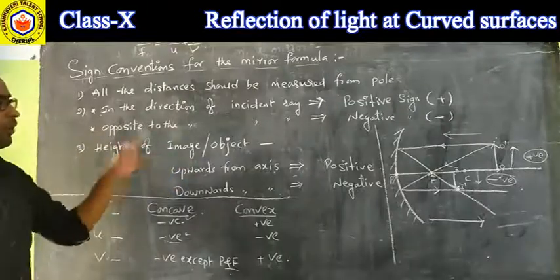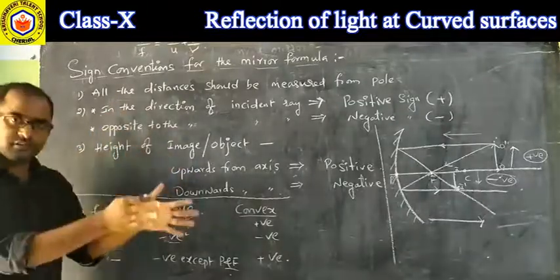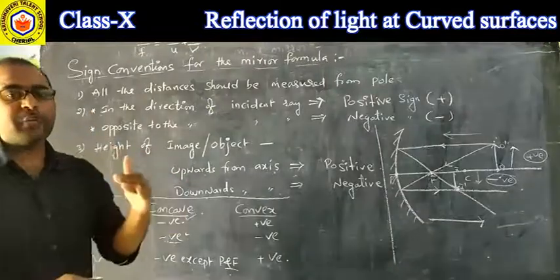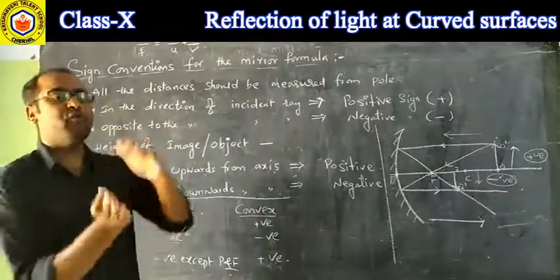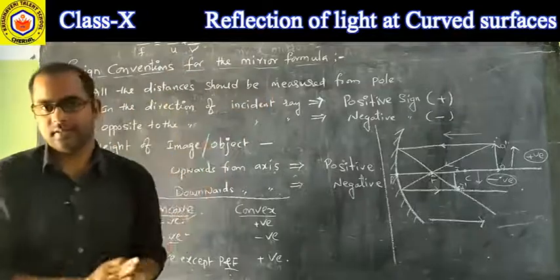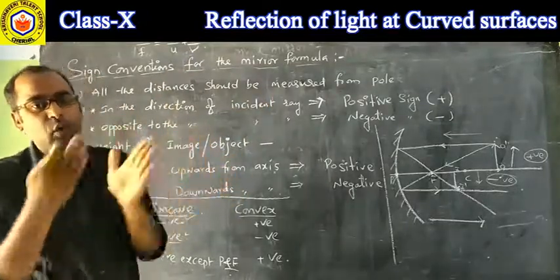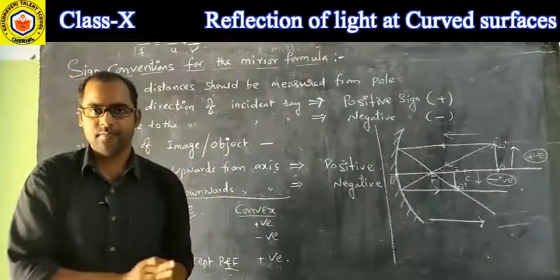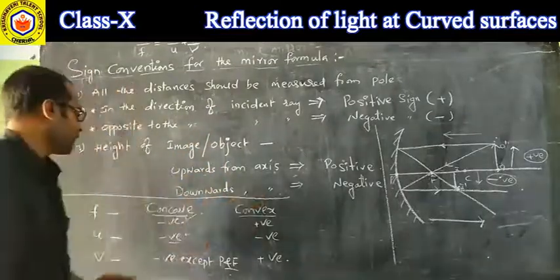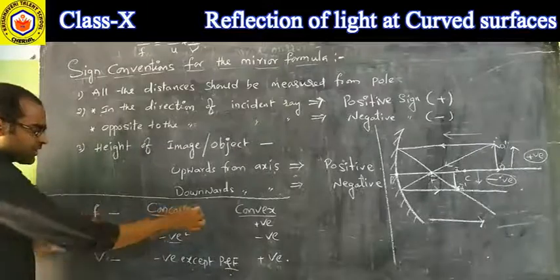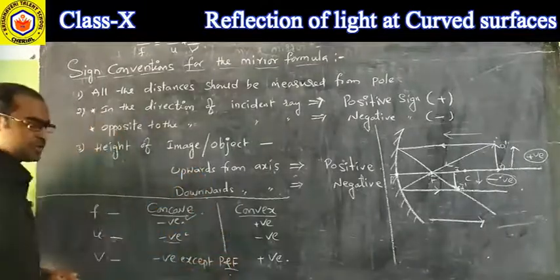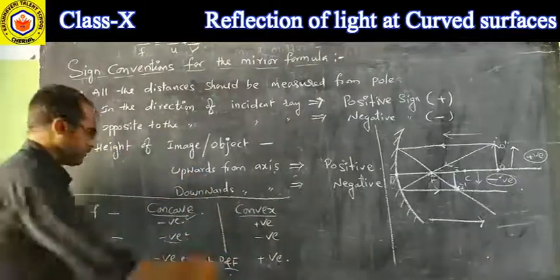Height of the image or object should be taken positive if we measure the height upwards from the principal axis, and it should be taken negative if we measure downwards from the principal axis. Is that clear? Right.